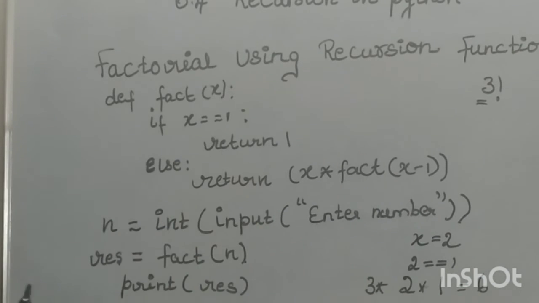Okay. Now this 6 value is returned back to this function call. That 6 is stored in a variable res. Now print of res will produce the output as 6.